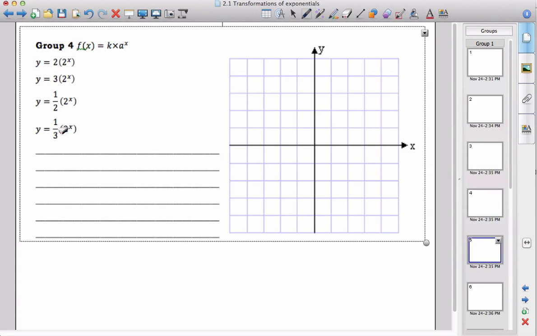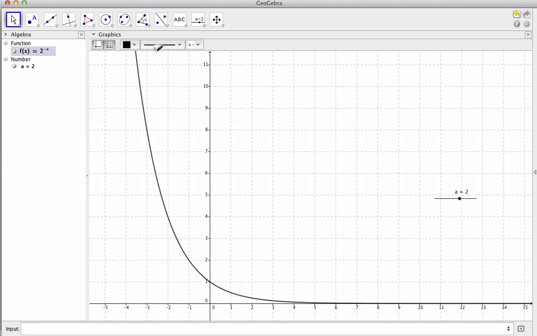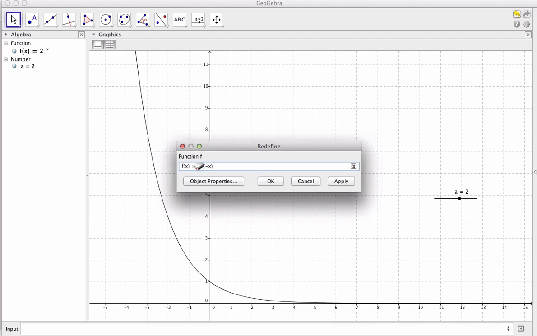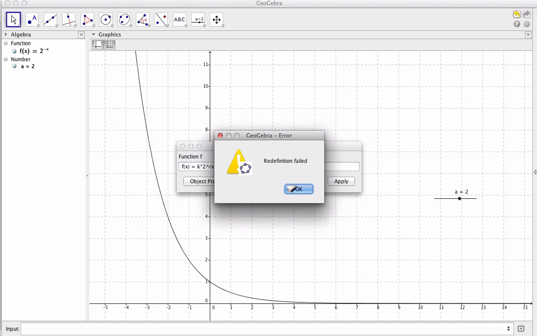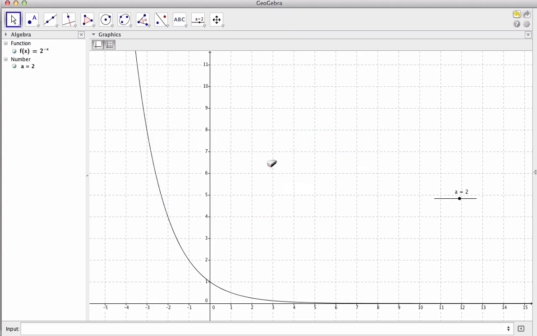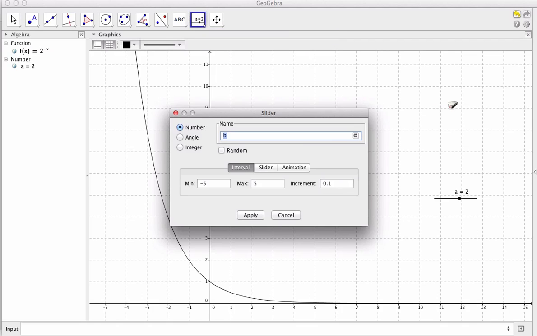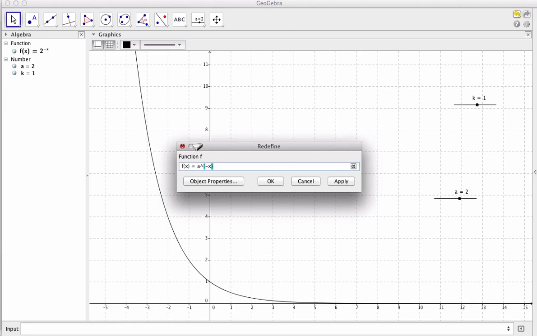Here we have some numbers multiplied by 2 to the power of x. So let's see what the effect is going to be. If I go to GeoGebra, what I want to do is type in here for the function a 2 to the power of x, but there's going to be some number in front. Let's just call it k. I need to define that first, so I need to make a new slider called k. I will put that between negative 10 and 10 just in case I want to use that. And click OK, apply. Now I'm going to go back to this equation.